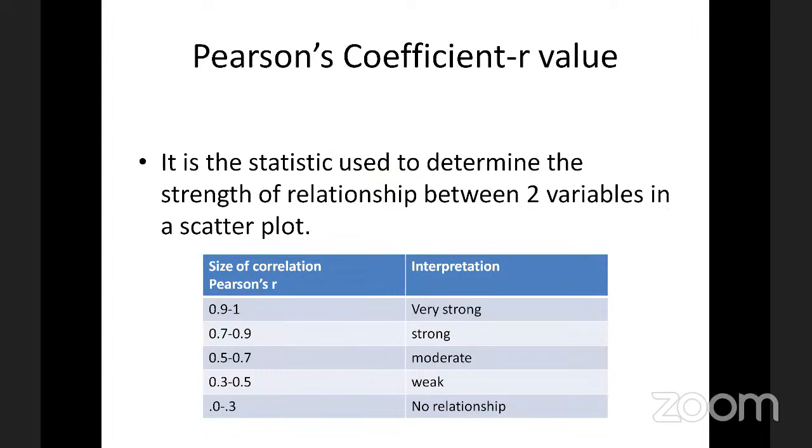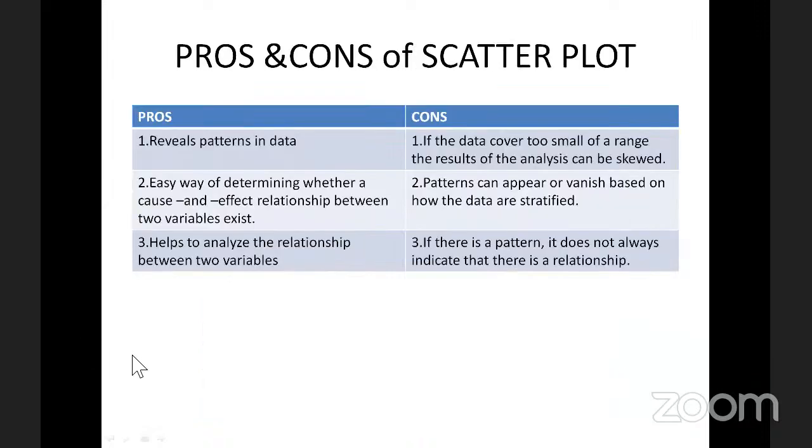We have one more thing which we already mentioned, the Pearson coefficient, the R value. It is a statistic used to determine the strength of the relationship between two variables in a scatter plot. We use this table. Let me just, one second. Okay, so you can see the table, right? When the R value is between 0.9 and 1, we can interpret it as very strongly related. In the same way, 0.7 to 0.9 means strong, 0.5 to 0.7 means moderate, and 0.3 to 0.5 means weak. And less than 0.3, I think.